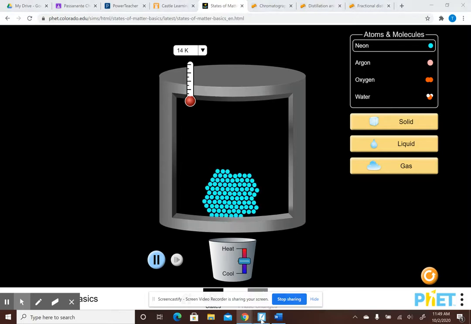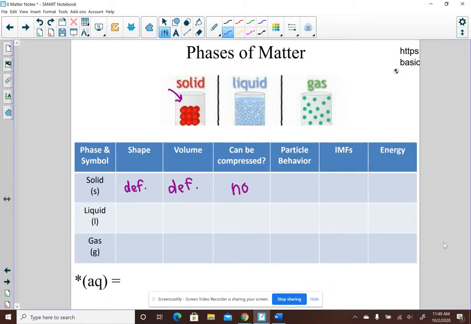So if we go back and look at our chart for particle behavior, we can say that they're in a fixed position. Realizing I didn't leave you guys a lot of space. They're in a fixed position. They kind of vibrate in place. And energy, we could say, is low.